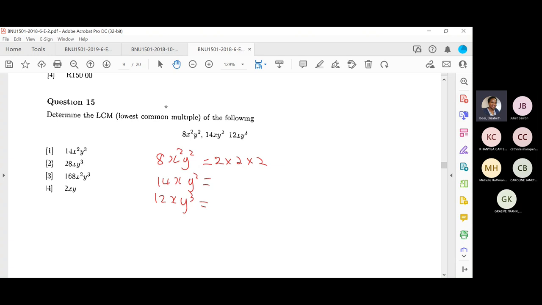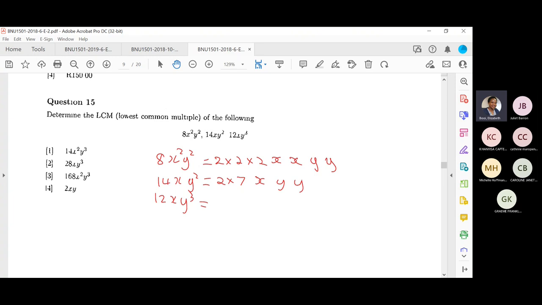The multiple of x is x and x. And the multiples of y squared is y and y. You do the same here. 14 is 2 times 7 times x times y. I don't have to put multiply by x, because x and x is the same as x multiplied by x. You don't have to put anything in between.